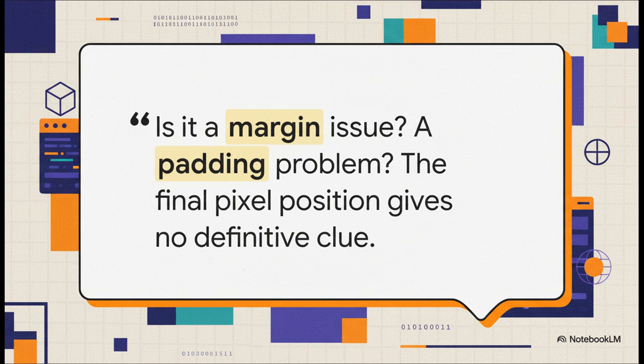And this quote, wow, it just hits the nail on the head when it comes to debugging. The AI sees your button is misaligned, but it can't know why. Is it a margin issue? Is it padding? A flexbox error? The visual evidence alone gives no definitive clue, leaving the AI to just throw random suggestions at you.